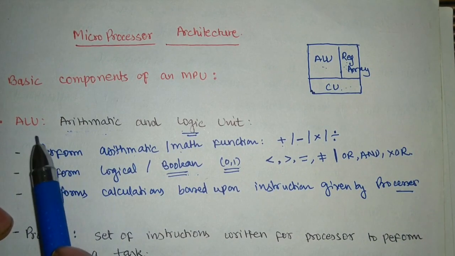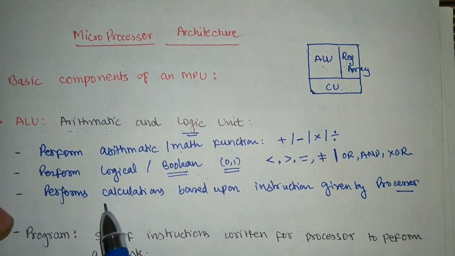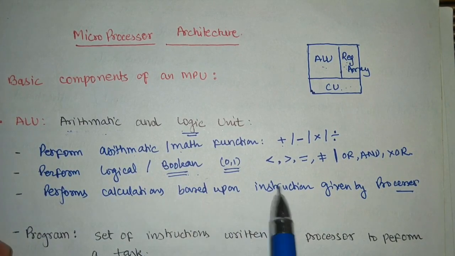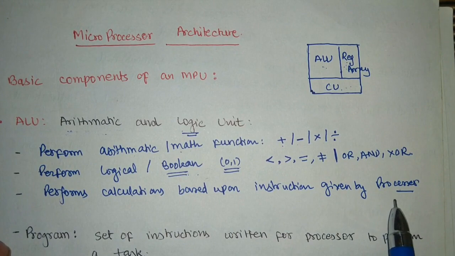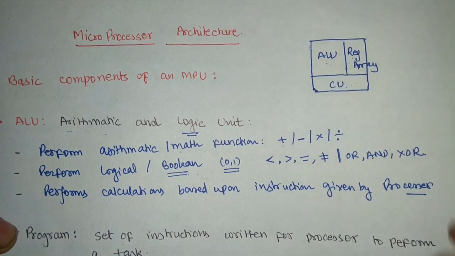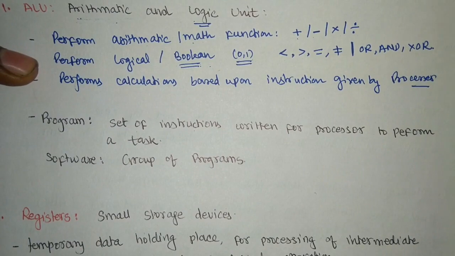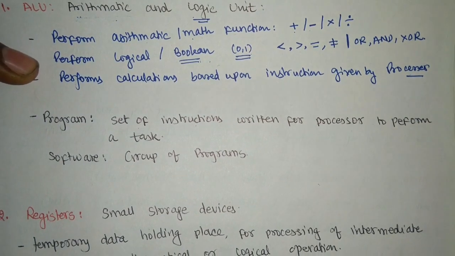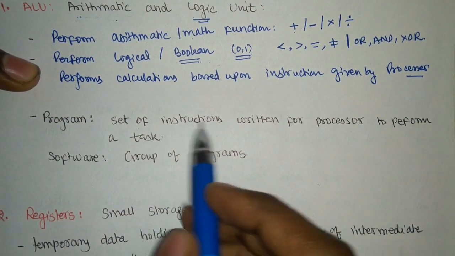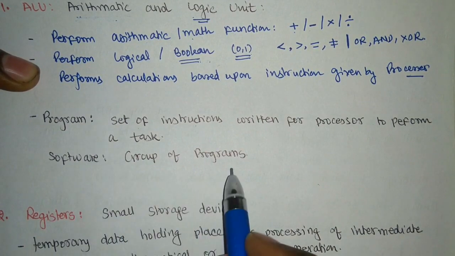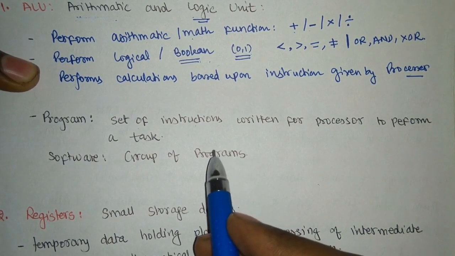Now the ALU will be performing all these functions based upon the instructions given to the processor. When I say instruction or program, a program is basically a set of instructions written for the processor to perform a task. Whatever task or function we want to perform, we write a specific program or code for that particular task. A set of instructions is known as a program, and a collective group of programs is known as our software.